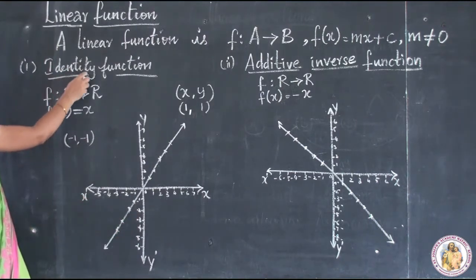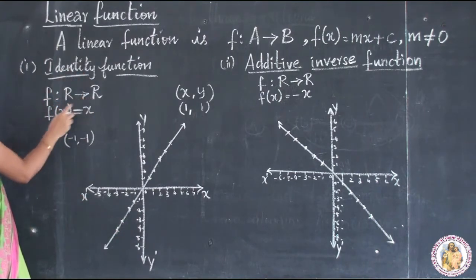Okay. So the identity function is f such that R to R and f of x is equal to x.